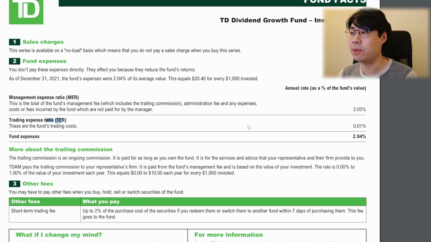So every time you make a trade, there is an amount that you have to pay to the brokers. And because TD is a bank and they have their own brokerage, I believe, that's why this is actually quite small. But in total, 2.04 is very large, right?